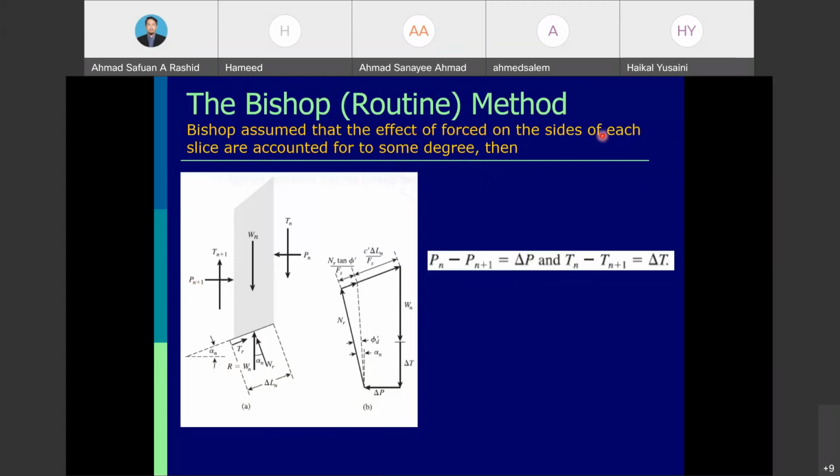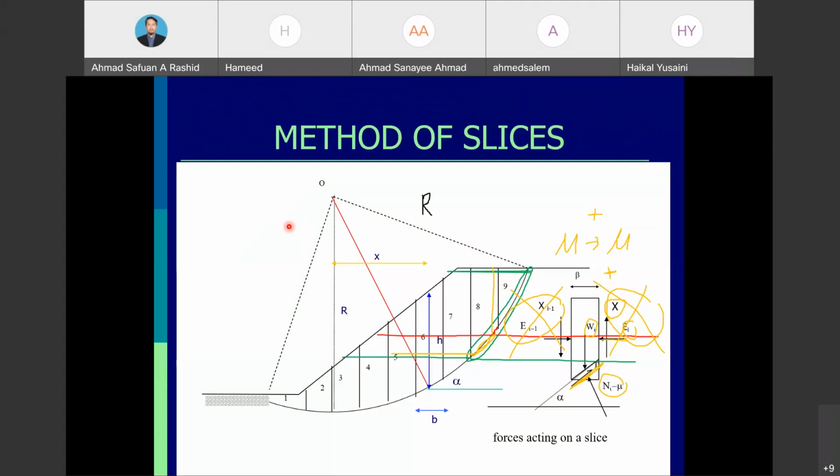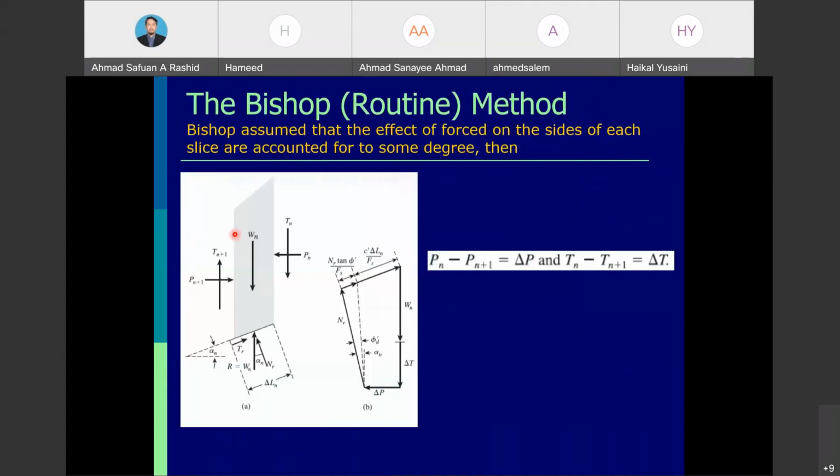So Bishop assume that the effect of the force on the side of each slice are accounted for to some degree. Okay, so then he mentioned that there is a force that should be counted for the P and also for the T, or in our previous discussion, it is X and E, the same term, X and E, but in this diagram, I use T and P.